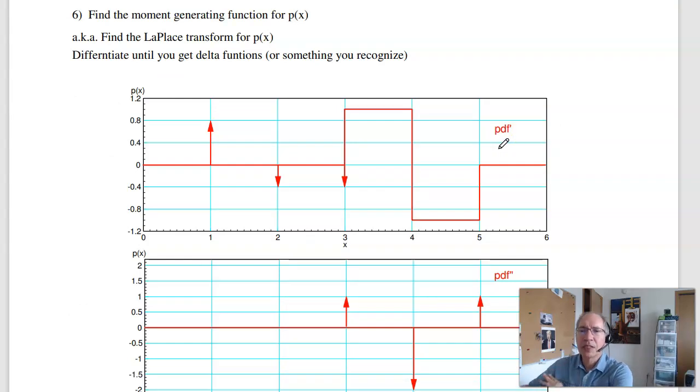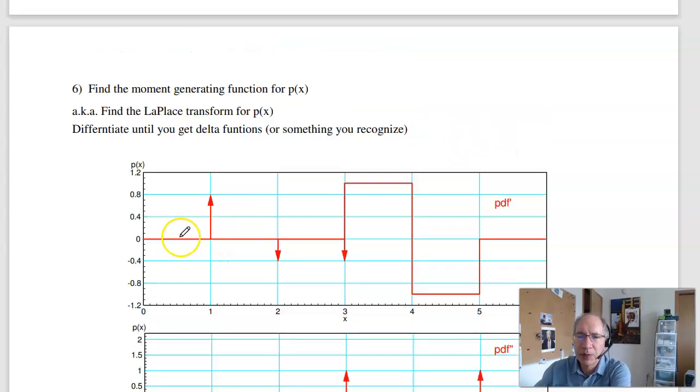Problem 6 is find the Laplace transform of p of x, also known as the moment generating function. To do that, I'll differentiate. And if you recall, the original function looked like this. It was a stair step, went back down, then a triangle. Take the derivative, I get a delta function. Negative delta, negative delta. The slope in this case becomes 1. Again, it's times 2.2. The slope going down is minus 1. That gives you the red line.